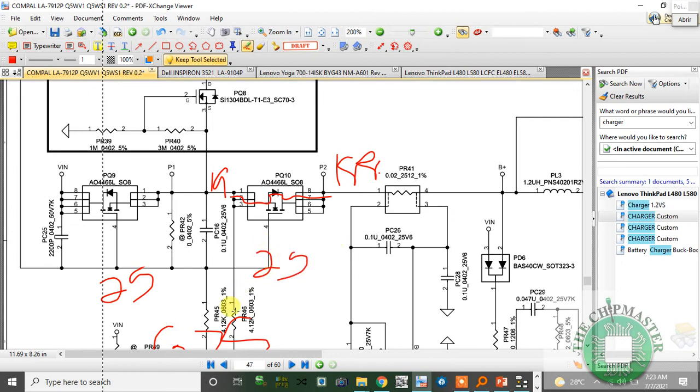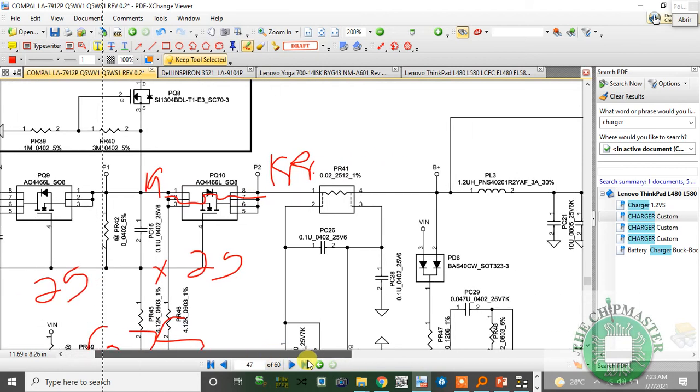So if there's a fault with this resistor, or there's a corrosion or a break on this line, then it will cause power down, right? So please pay very close attention to this circuit.